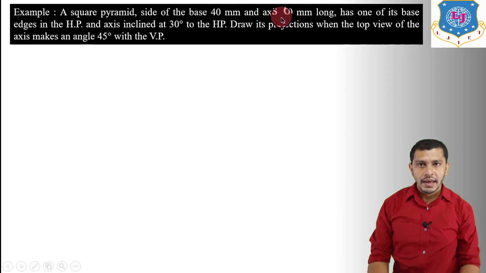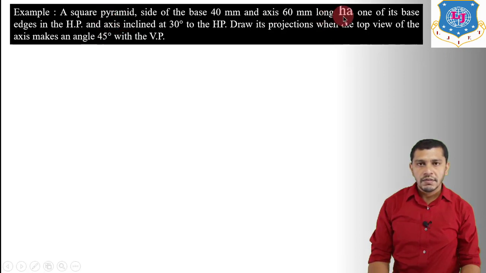40 mm, axis 60 mm long, has one of its bases in the HP and axis inclined at 30 degree to the HP. Draw its projections when the top view of the axis makes an angle of 45 degree to the vertical plane. So here the inclination of the square pyramid with HP and VP both are given. So this problem is going to be solved in 3 different stages.